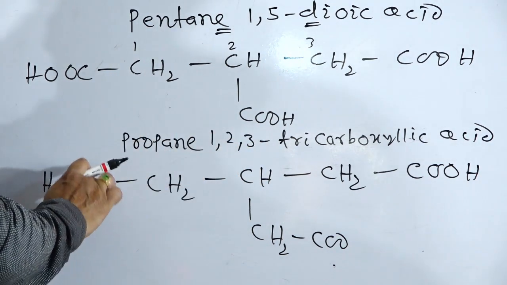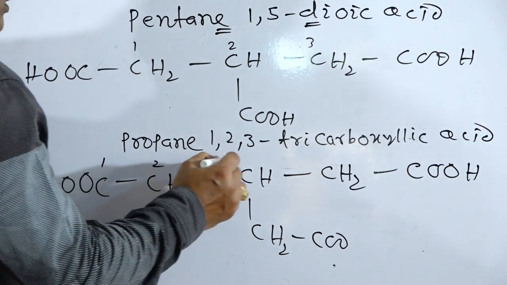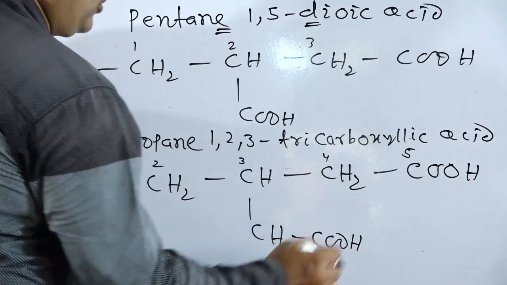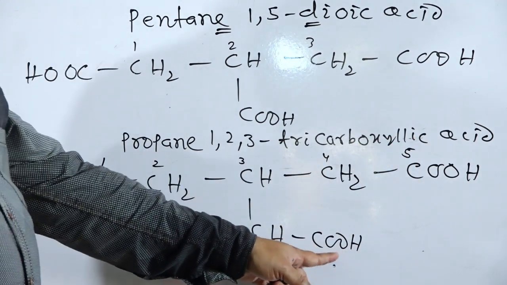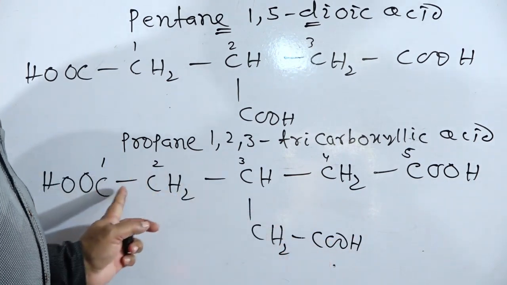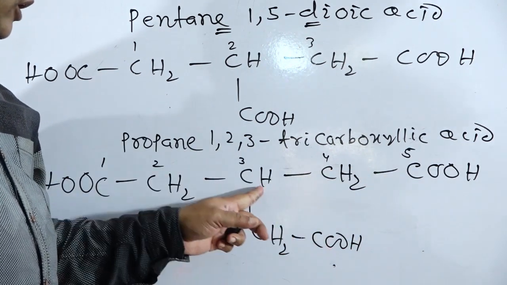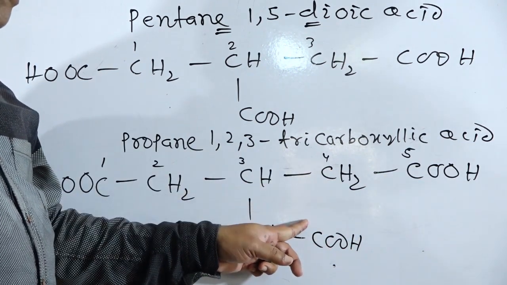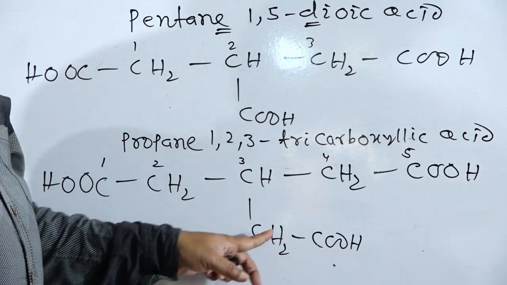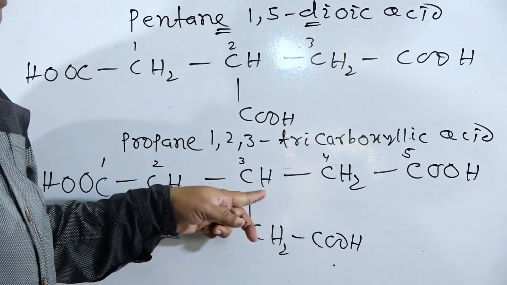Next, the last example. If we start numbering from this one, 1, 2, 3, 4, 5, this COOH group is left behind. But this is the correct numbering. Why? Because this COOH group is not directly linked to the main chain. It is linked to that CH2 group, which is not directly linked to the main chain.